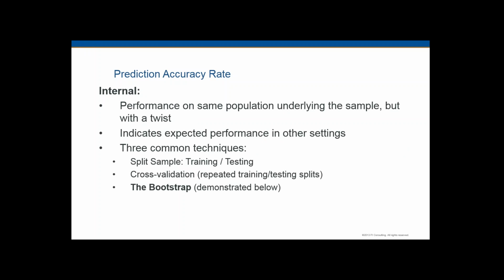But if we don't have additional data, we usually have several methods to obtain realistic estimates of our model accuracy as compared to an apparent rate. The most commonly used methods include splitting the data into training and testing data sets, using cross-validation, and also the bootstrap, which we'll discuss here.